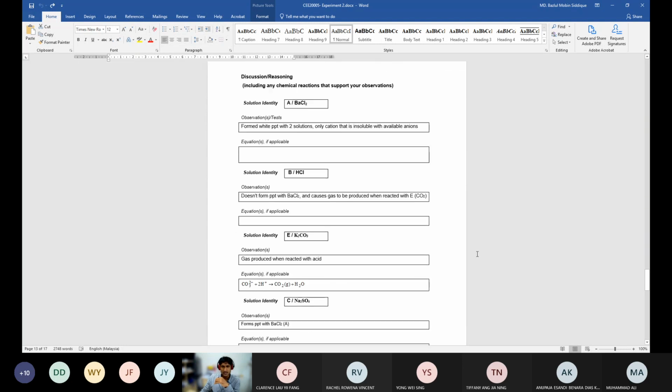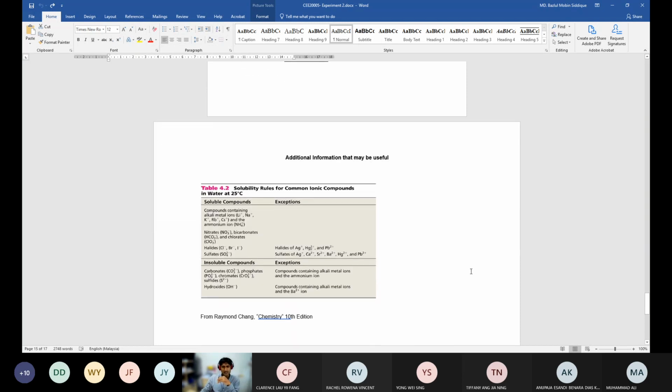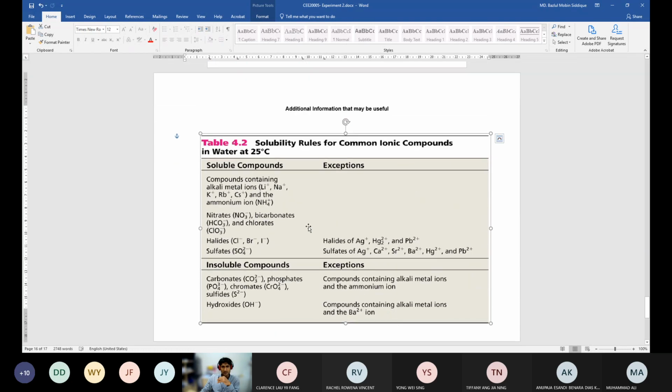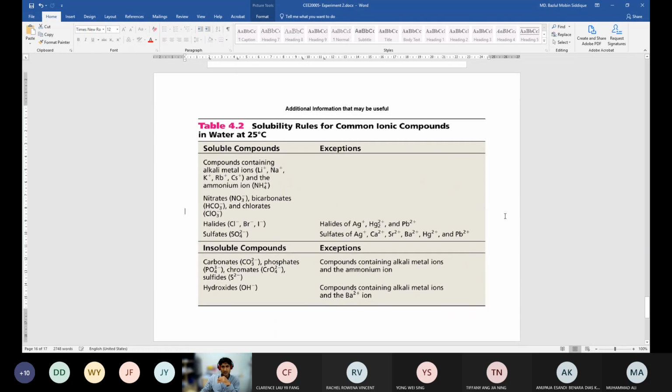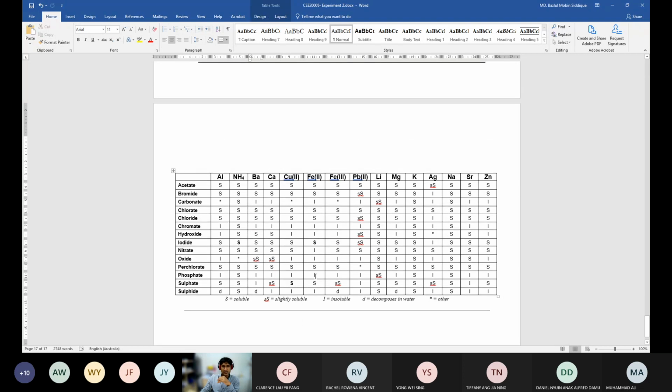Okay, so that is the thing that you will be doing in the discussion. For your consideration or understanding, you may refer to this table as well, which shows which one will produce precipitation and which one will not produce precipitation. Here is the detailed one for the discussion.